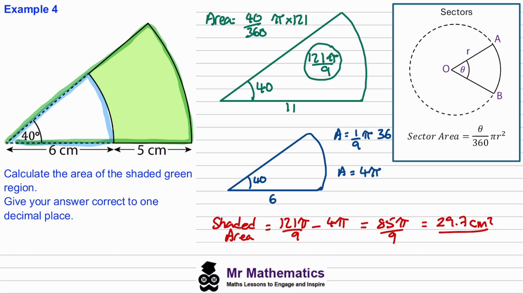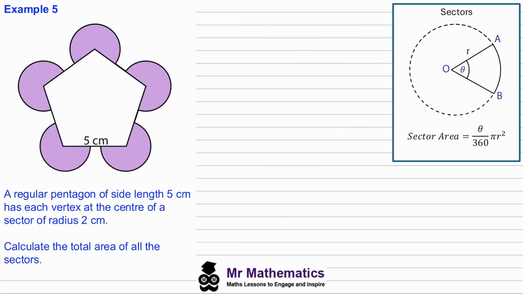Let's try another question. So in this example, we're told that the regular pentagon of side length 5 centimeters has each vertex at the center of a sector of radius 2 centimeters. So the radius is 2 centimeters and the length of a pentagon is 5 centimeters. We need to calculate the total area of all the sectors, so the total of each of these added together. So again, do you want to give this question a go? You can pause the video and come back when you're ready.